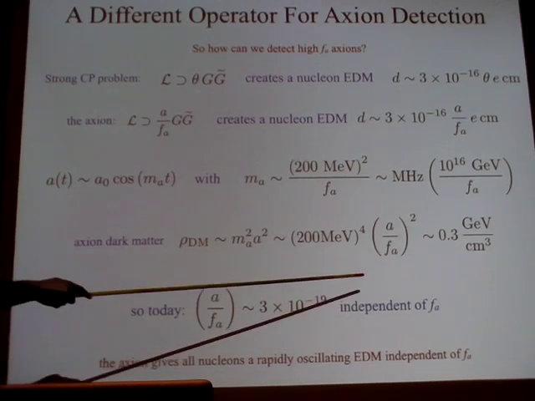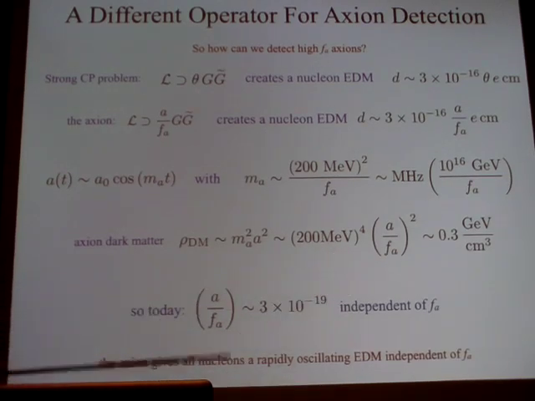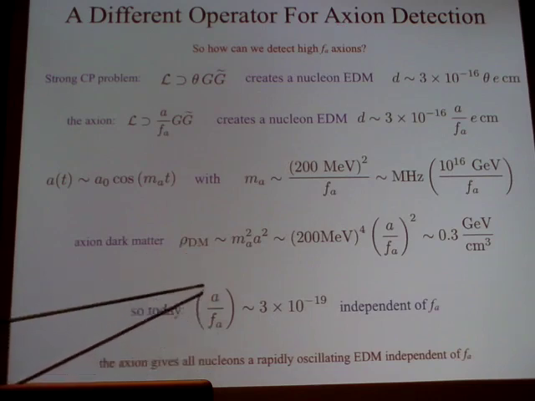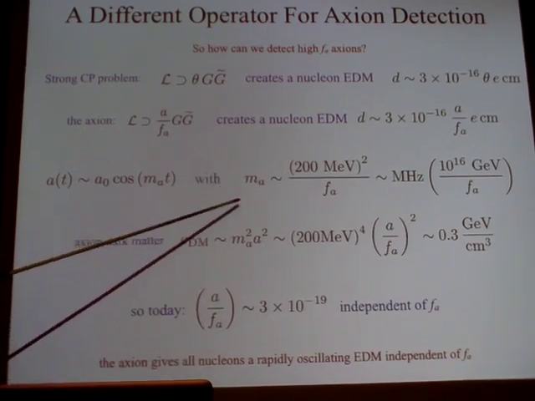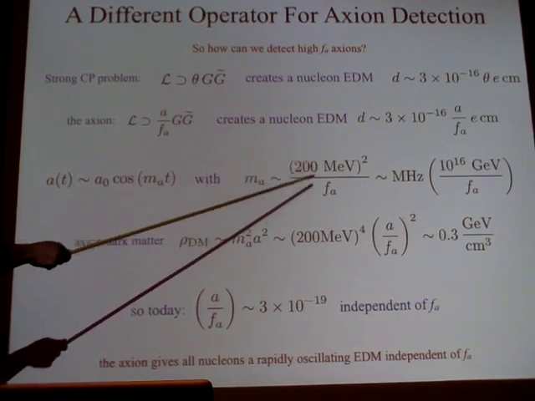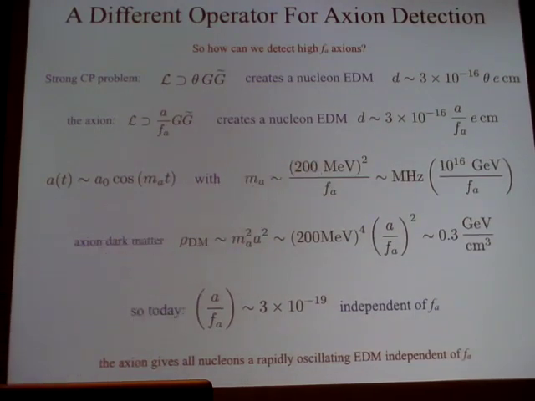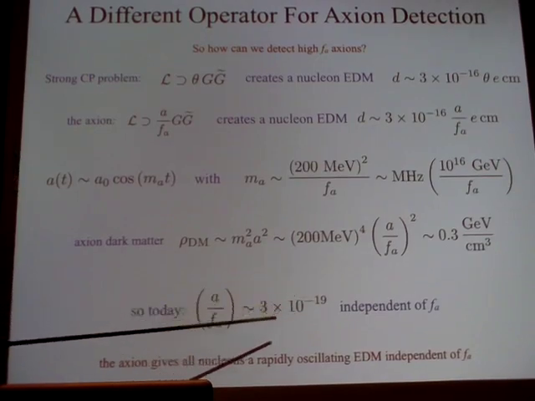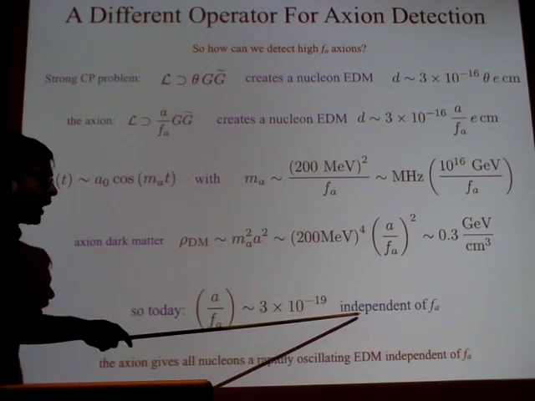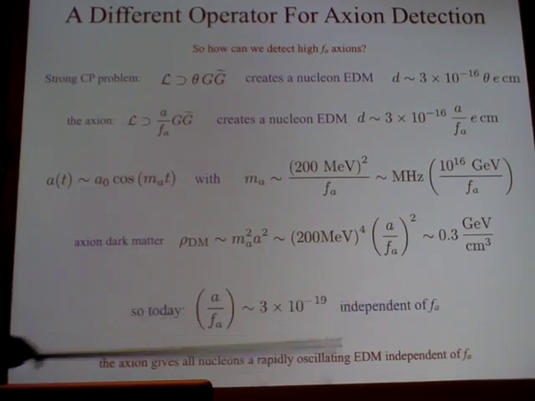It doesn't matter what the value of Fa is. Why is it independent of Fa? Well, when I compute a over f, I have to divide by the axion mass, and the axion mass goes as lambda QCD squared over Fa roughly. So the f's essentially cancel out. This is very interesting. If you had some way to measure this very, very small value of the EDM, you suddenly become sensitive to a wide variety of axions, wide varieties of Fa's.